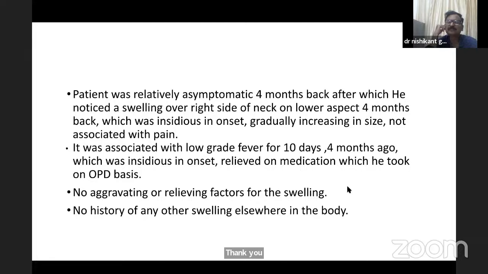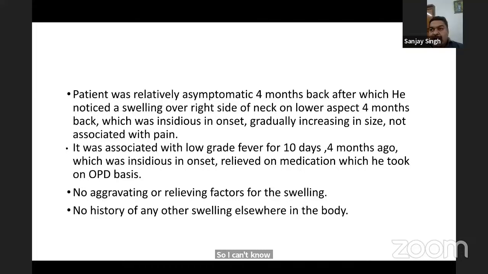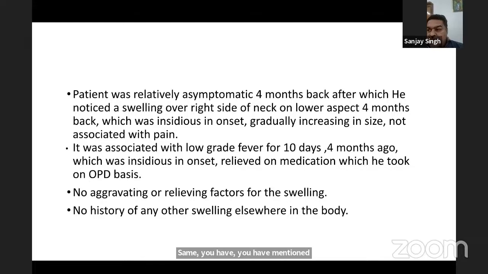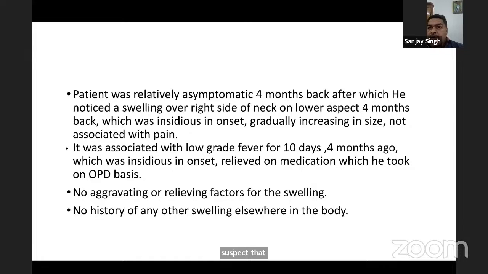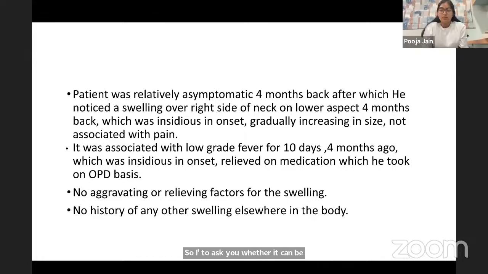Sir, if patient has lymphoma as one of the differential diagnoses, there might be a possibility that the patient has multiple lymph nodal swellings all over the body. Cervical lymph nodes. Where else could you have asked? You have mentioned groin swelling, lymph nodes. So when do you suspect that it's pathological for a groin swelling? I mean to ask you whether it can be secondaries. Yes, sir. There can be a secondary.